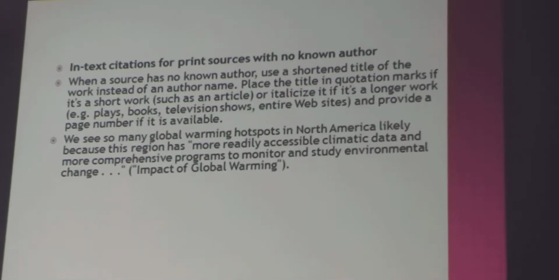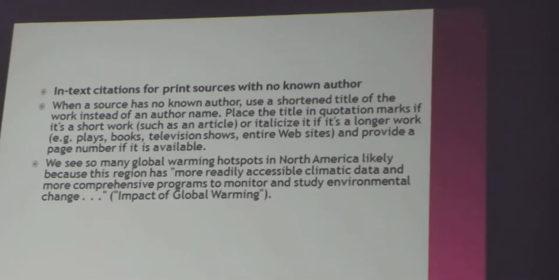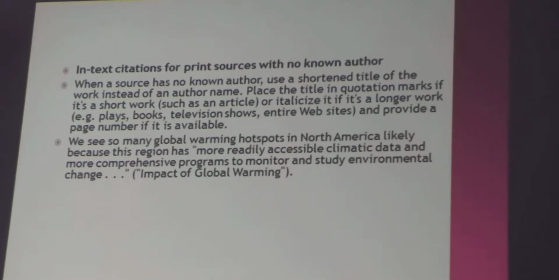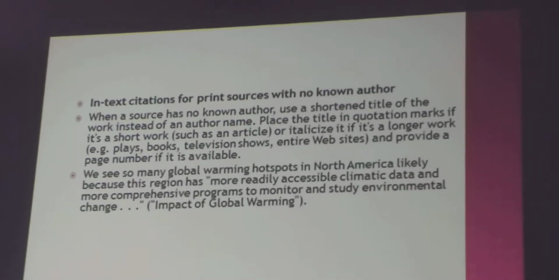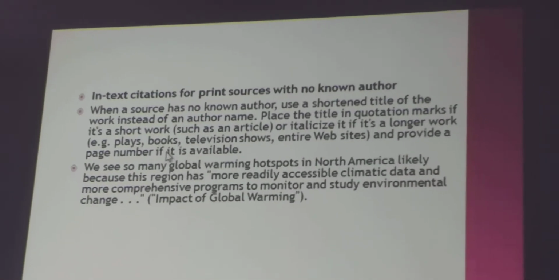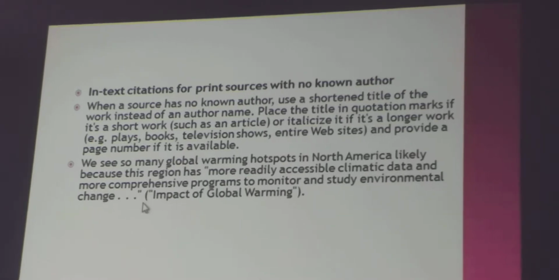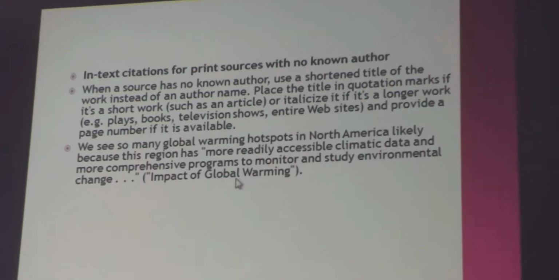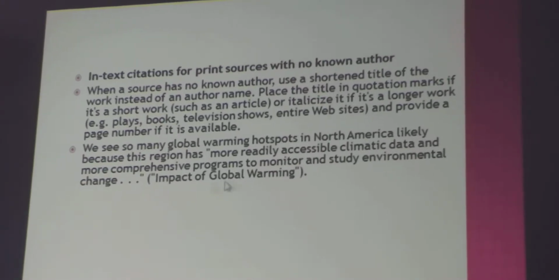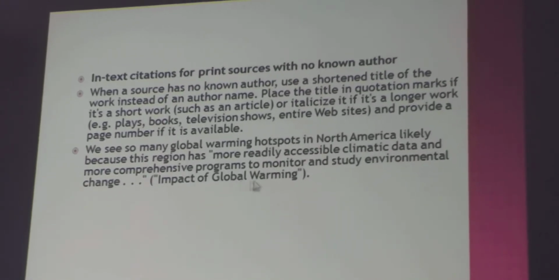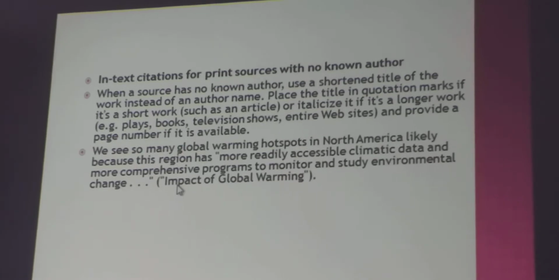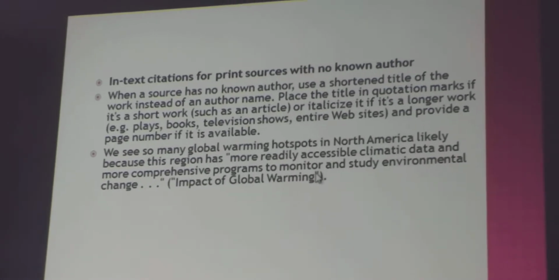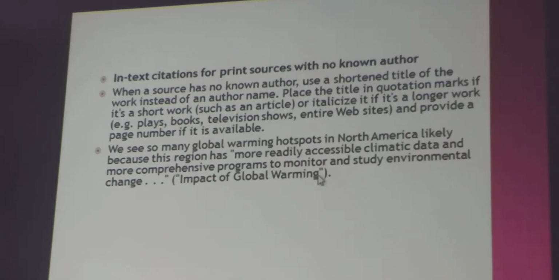Now we move on to in-text citation from print sources with a known author. As you can see here, in this case we haven't the author. So in case there is no author, you put the title of the article from where you have taken the information, and you put the title of the article between inverted commas. What is missing here is the page number.